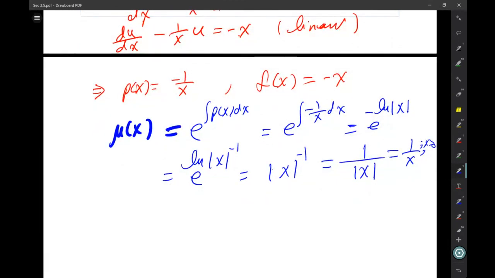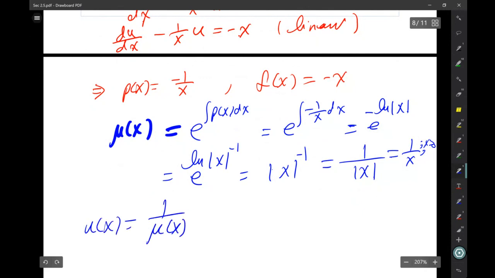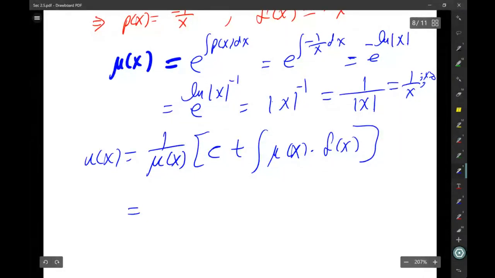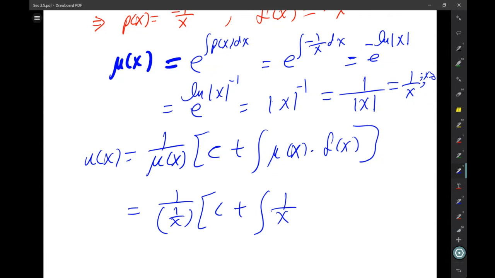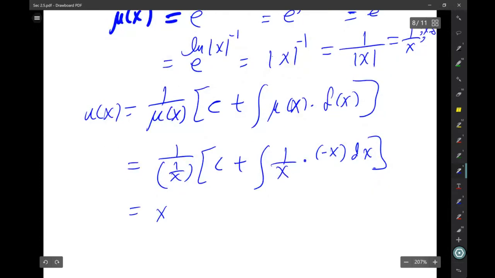Now the solution: u of x becomes 1 by mu of x times c plus integral of mu of x times f of x, as a linear equation. 1 by mu, which is 1 by x, times c plus integral of mu, which is 1 by x, times f of x, which is minus x, dx, and that becomes x times c plus the integral of minus 1, which is minus x.